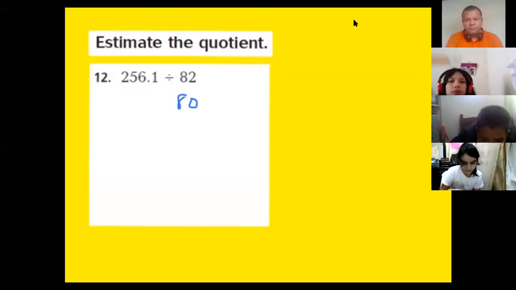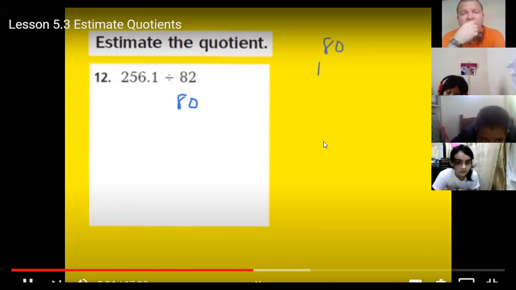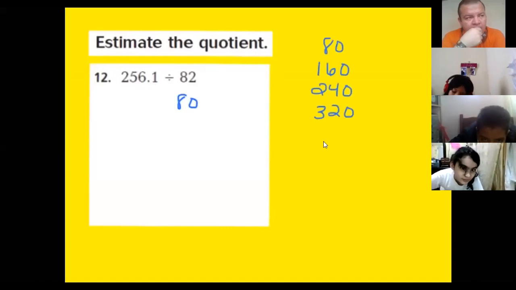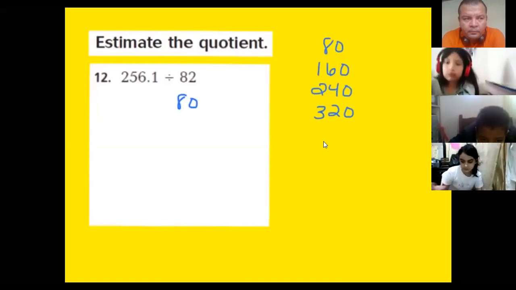So I'm going to come out to this side and begin to list out multiples of the number 80. We're going to start with 80, and then we have 160, we have 240, and then we also have 320. Now I'm going to stop here because I know that 256 and 1/10 falls in between 240 and 320. I'm going to choose 240 because 256 and 1/10 is closer to 240 than it is to 320. So I'm going to rewrite 256 and 1/10 as 240.